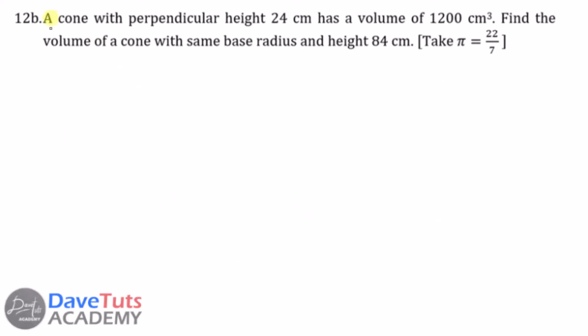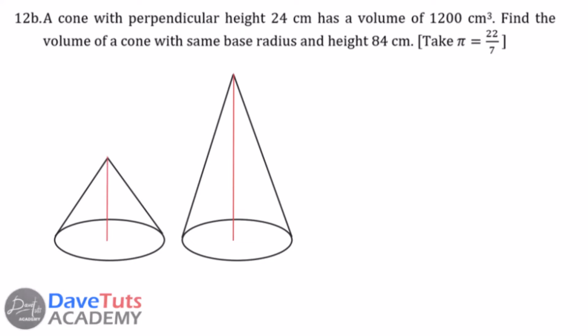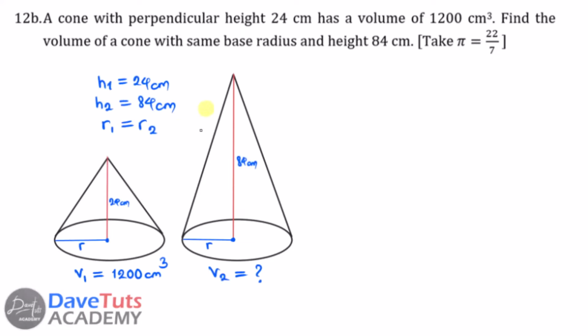In this question on mensuration, we are told that a cone with perpendicular height 24 centimeters has a volume of 1,200 centimeter cube. We are to find the volume of a cone with the same base radius but a height of 84 centimeters. The value of pi is 22 over 7, and this is a pictorial view of what we're talking about. If we include the parameters that we are given, it is just as shown: this one with height of 24 centimeters has a volume of 1,200 centimeter cube, and this one with the height of 84 centimeters has an unknown volume which you have to find, but they share the same radius.